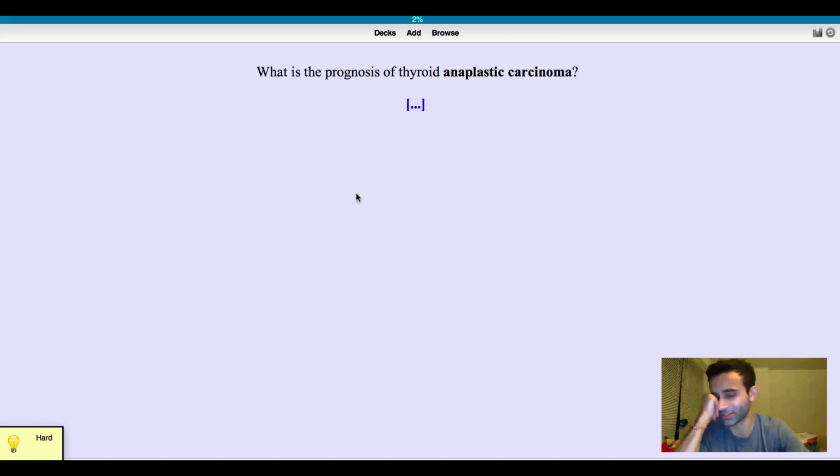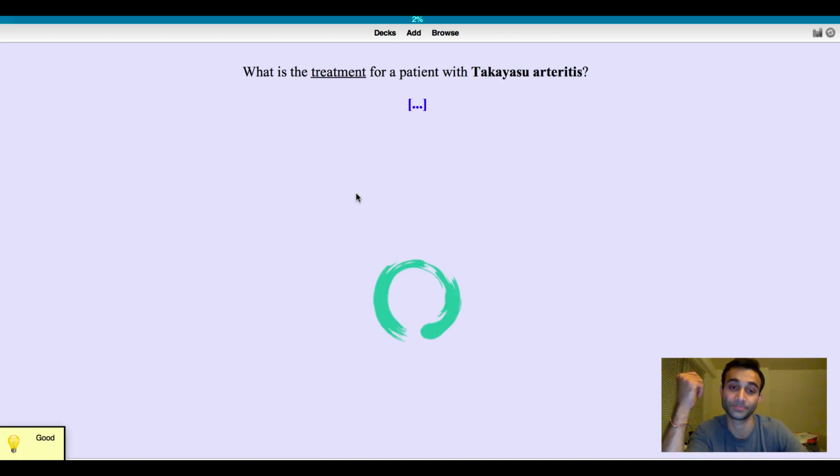Prognosis of anaplastic carcinoma. Well, just from the name, anaplastic means that it doesn't look good. It's out of control growth. It's really bad, tends to metastasize. So it's actually not that good. It's poor.